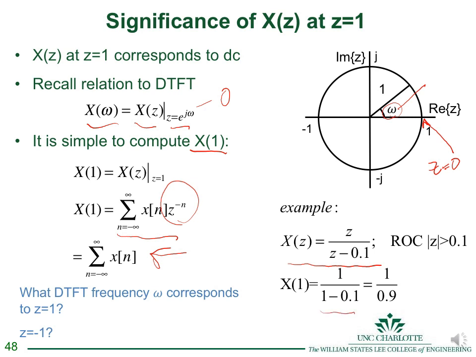Similarly, at z equals minus 1, that corresponds to the frequency response at omega equals pi. And so if you recall, omega equals pi radians per sample. That's the fastest frequency in a discrete time system, which would correspond to a sequence of 1, minus 1, 1, minus 1.